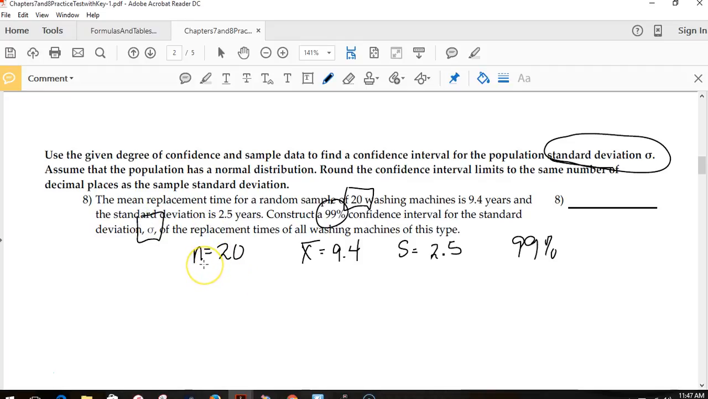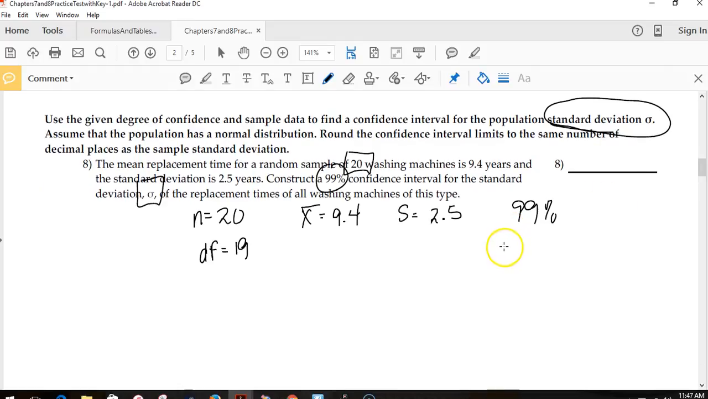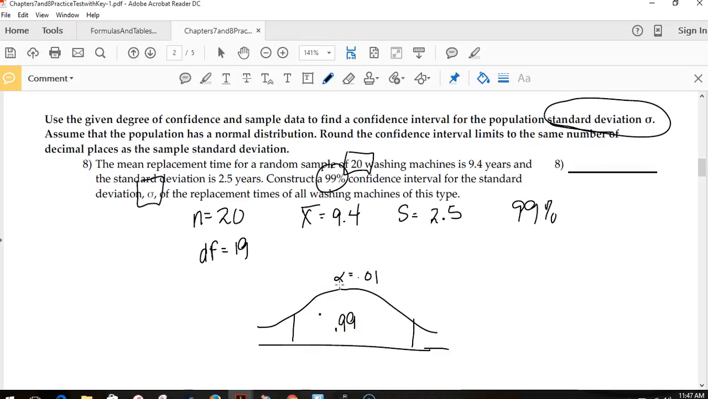So n is 20, that means df is 19. And the values that you're going to use to generate the confidence interval are chi values. They are not symmetric, although I always wind up drawing my little bump symmetric. However, the error in the tails will still be half on each side. So if I'm talking about 99 in, that's a 0.01 out, which means 0.005 on the left and 0.005 on the right. I'll need to find those cutoff values.